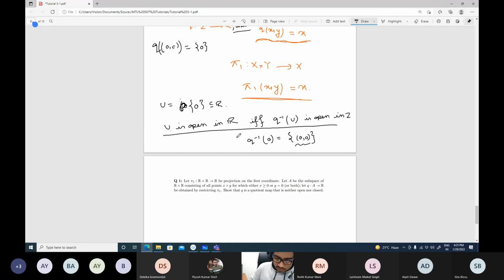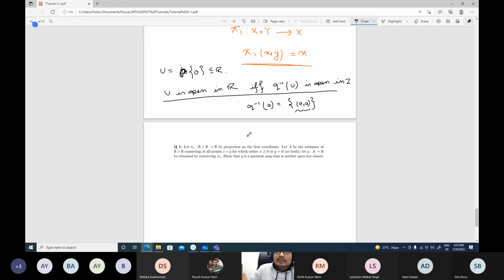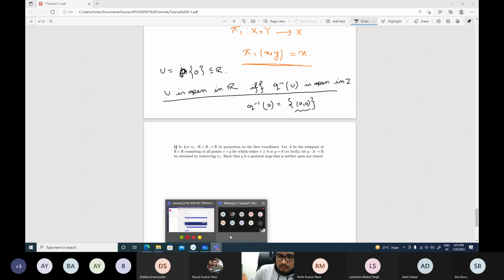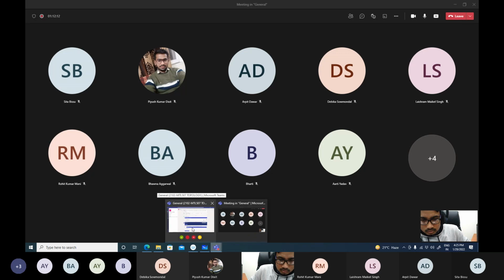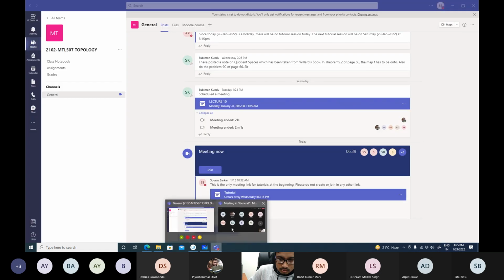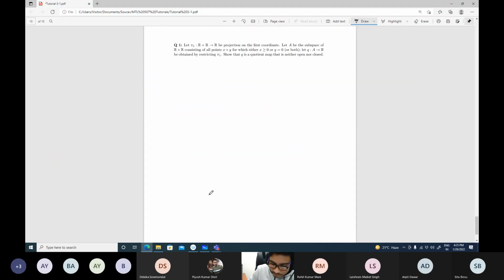Okay, so let me assume it's clear. Can you tell me whether sir taught you saturated sets, saturated open or saturated closed sets? No, right? Okay. Now let's move to this problem. This is also the same kind of problem. Before that, I want to recall the definition of quotient space.